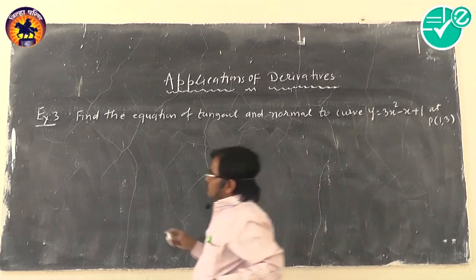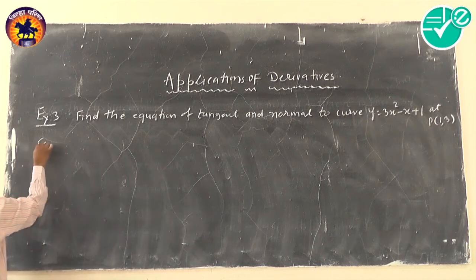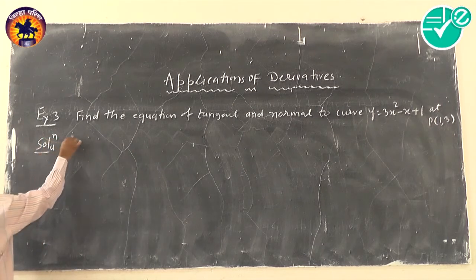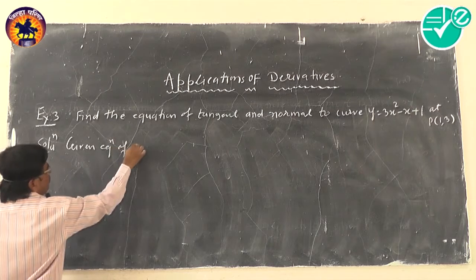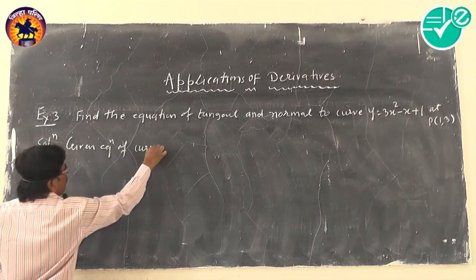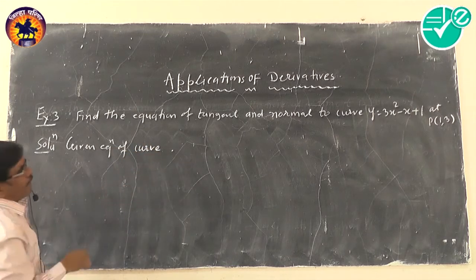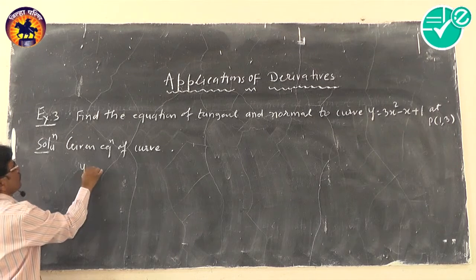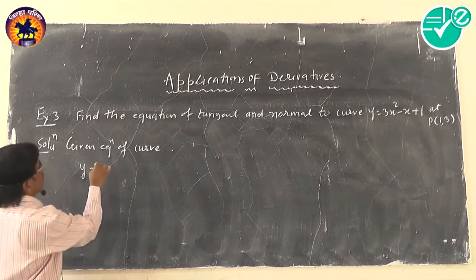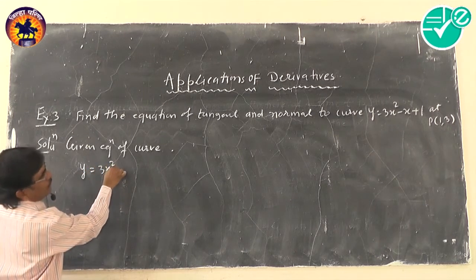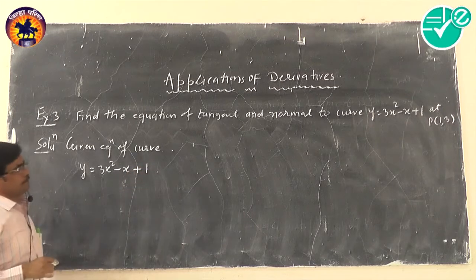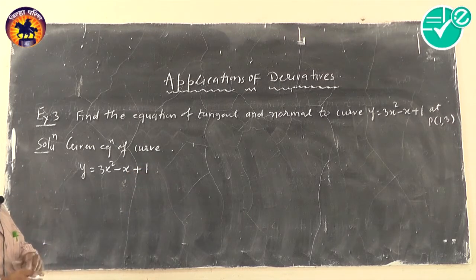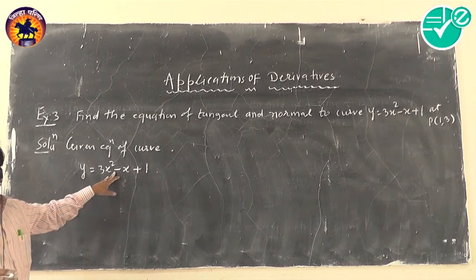Now solution: given equation of curve, y is equal to 3x square minus x plus 1. Now y is a function of x.